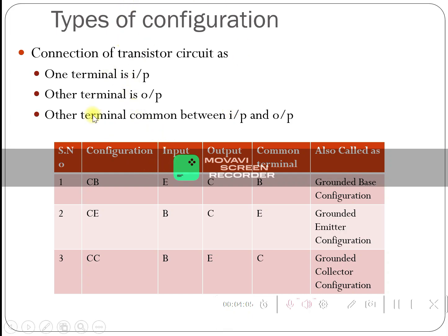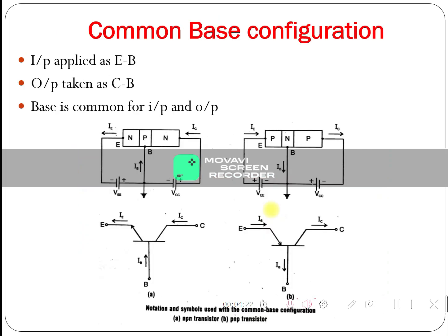Types of configuration: common base configuration, common collector configuration, common emitter configuration. The common terminal acts as both input terminal and output terminal. In common base configuration, the input is applied to the emitter and base terminals. The output is collected from the collector and base terminals. This is the structure of common base configuration for an NPN transistor, and this is the structure for a PNP transistor.